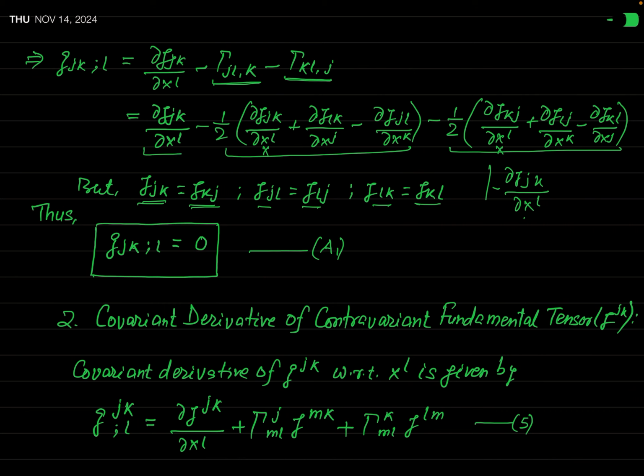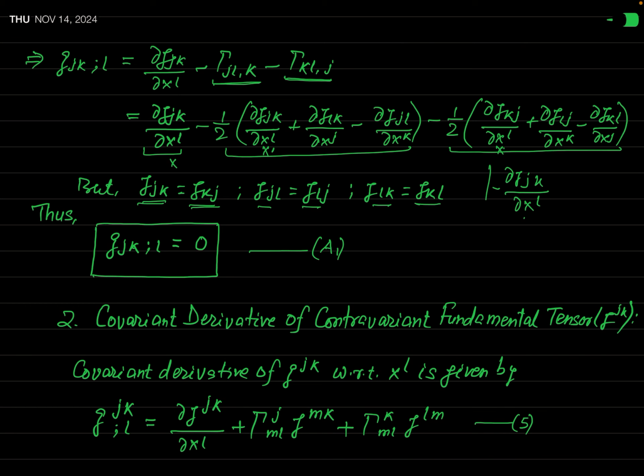But here you can see this term is also del GJK by del XL, but this is positive. So this term and the sum of these two terms will cancel out. Now let us see GLK and GKL. GLK and GKL, both are equal, but the sign will be opposite.